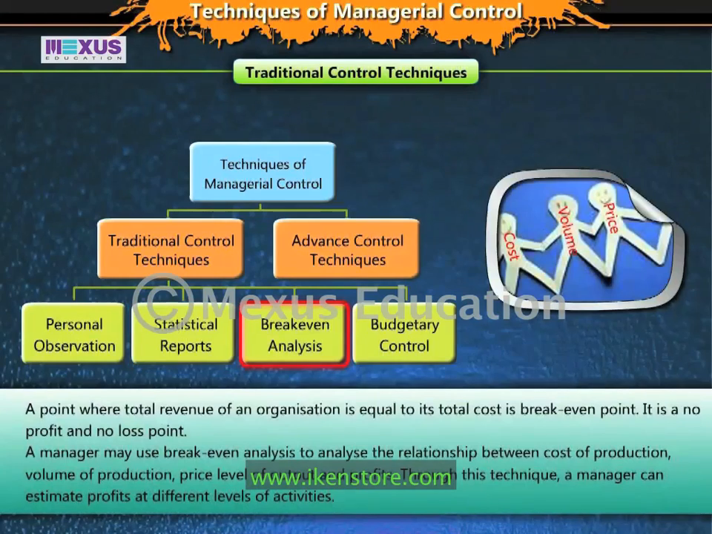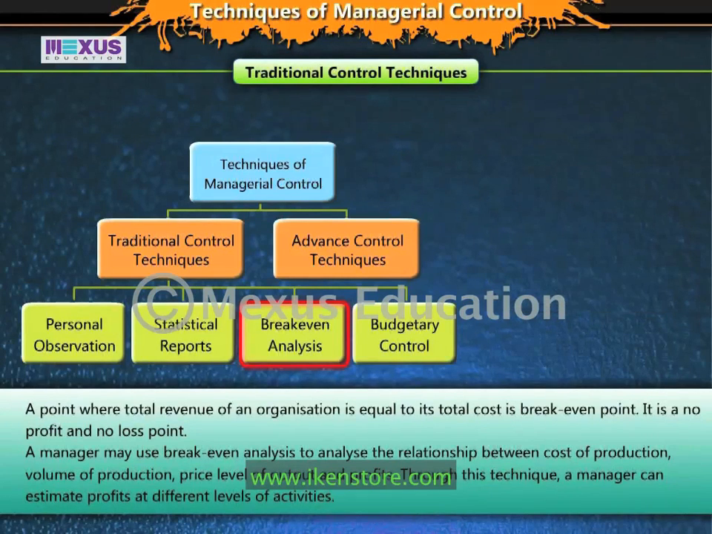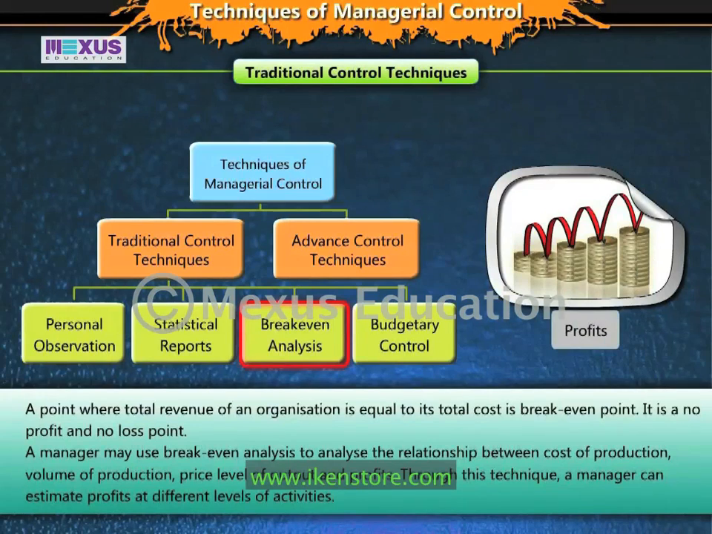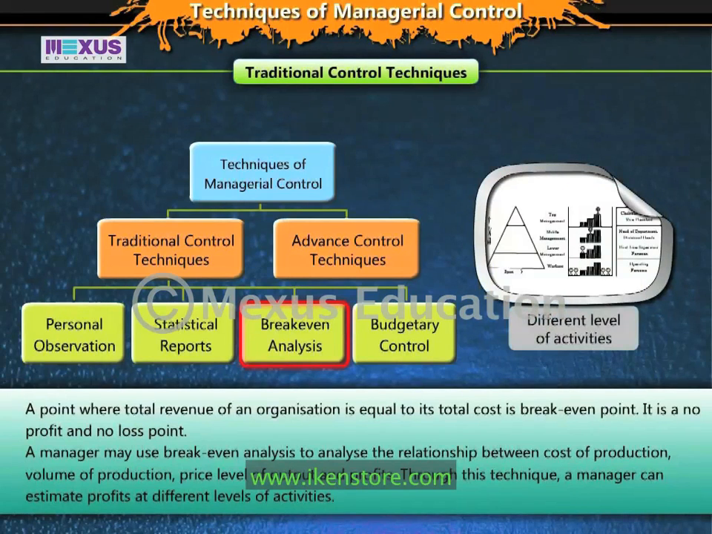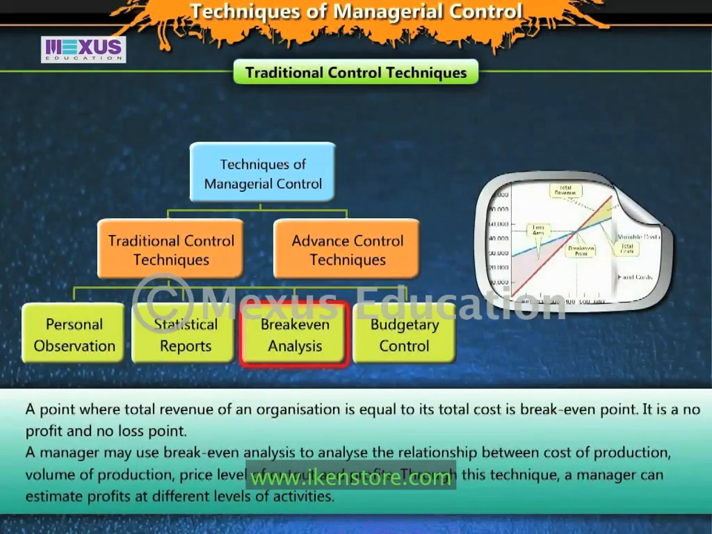A manager may use break-even analysis to analyze the relationship between cost of production, volume of production, price level of output and profits. Through this technique, a manager can estimate profits at different levels of activities. A point where total revenue of an organization is equal to its total cost is break-even point. It is a no profit and no loss point.